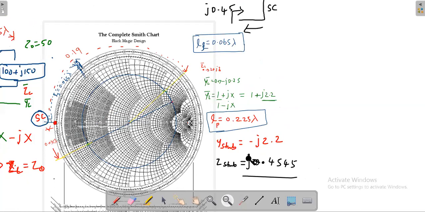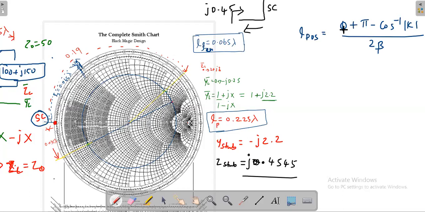What is the formula? Please refer to your notes. I think the location of the stub, I am calling it the position. This is the position of the stub, L position. Don't confuse it with L, the length of the stub. To calculate the position or location of the stub: pi plus pi minus cos inverse of mod k divided by 2 beta.